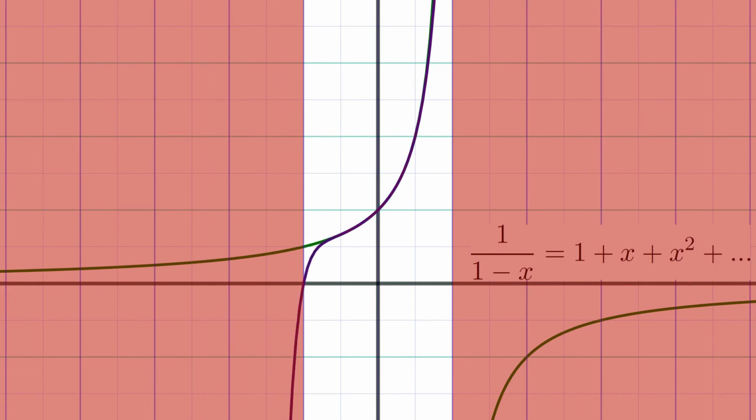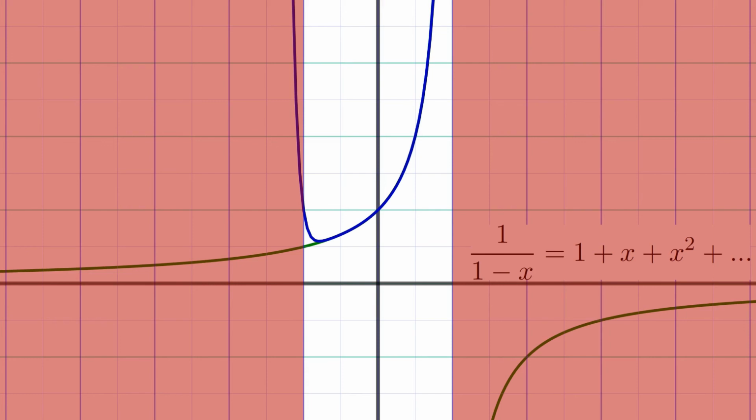As long as you restrict x to being between -1 and 1, the power series and the function 1 over 1 minus x agree perfectly with each other. But if you step outside that interval, even a little bit, they no longer agree. In fact, they disagree as badly as possible. The function 1 over 1 minus x is finite valued, but the power series diverges.